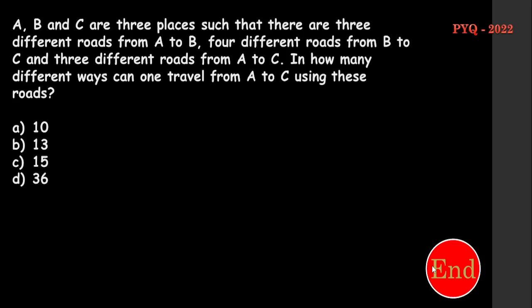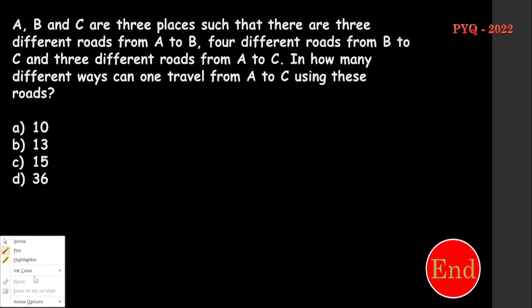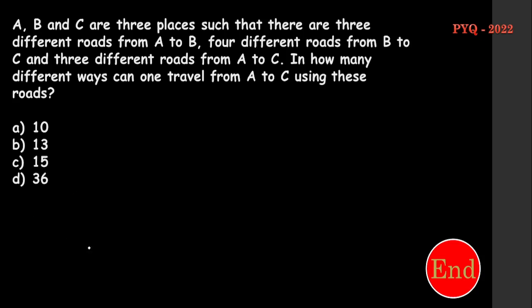Okay, so let's start. A, B and C are 3 places such that there are 3 different roads from A to B, 4 different roads from B to C and 3 different roads from A to C. In how many different ways can one travel from A to C using these roads? There is nothing special in this concept. Actually what they said, we need to think and give the answer. Okay, this is just like a reasoning question.